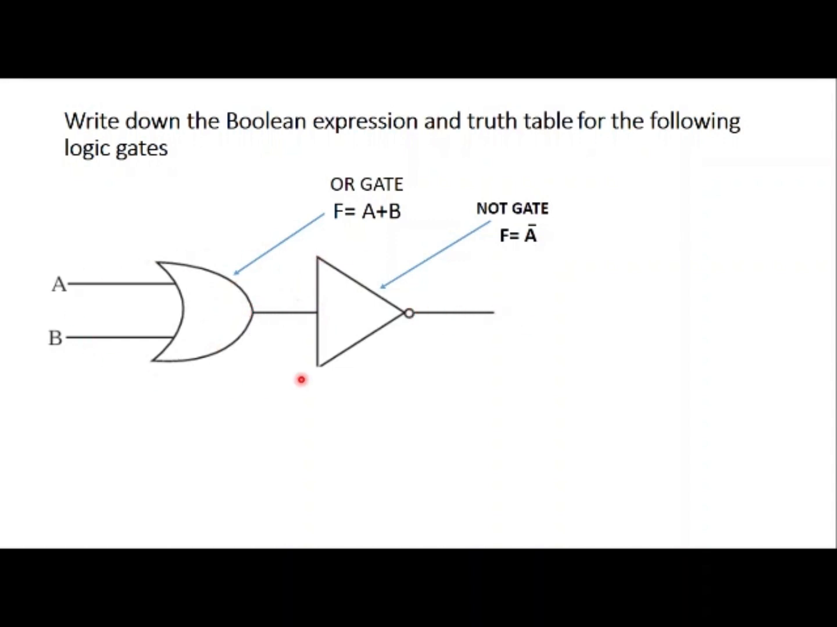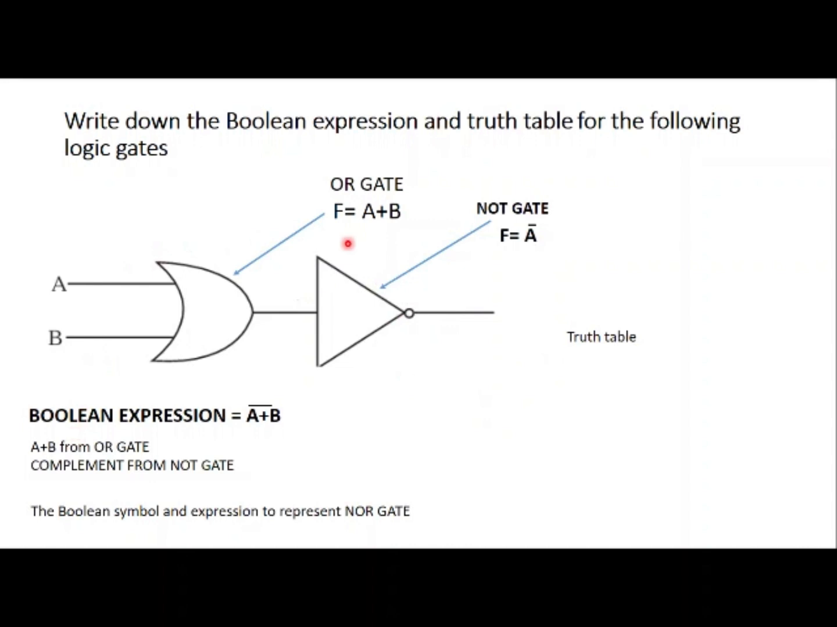And here will be the final Boolean expression of this combined logic gate. See, this is the output for the OR gate, as well as the input for the NOT gate. What is the input of the OR gate? A and B. According to that, you have found the Boolean expression for the OR gate, which is F equals A plus B. And now F equals A plus B will be the output for the OR gate as well as the input for the NOT gate. So after it goes through the NOT gate, it will get a complement. So it will be F equals (A plus B) complement. That will be the final Boolean expression.